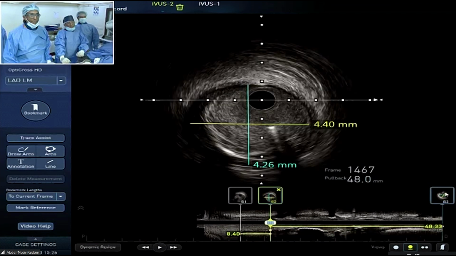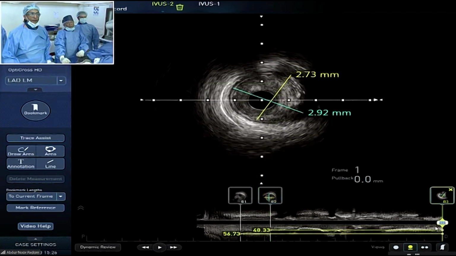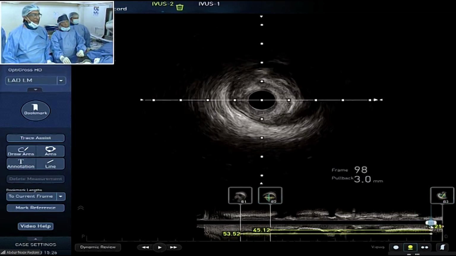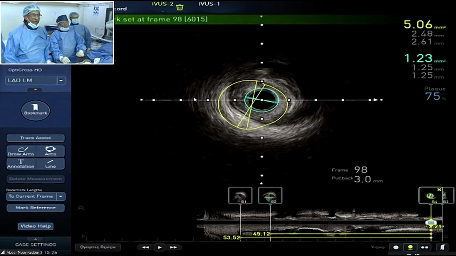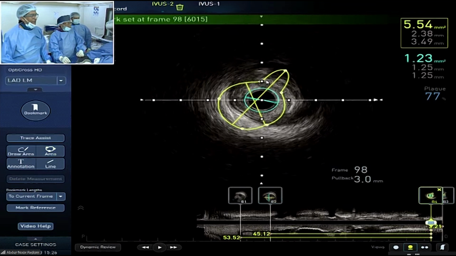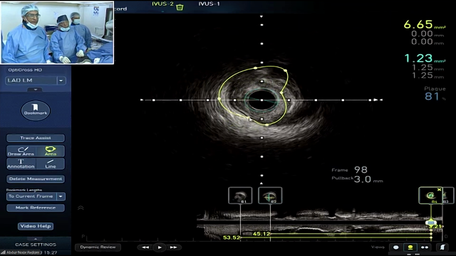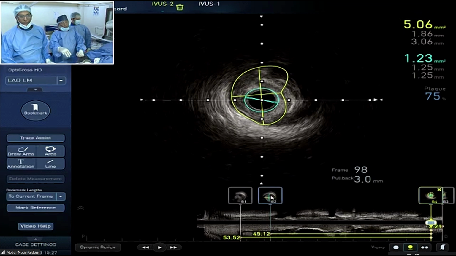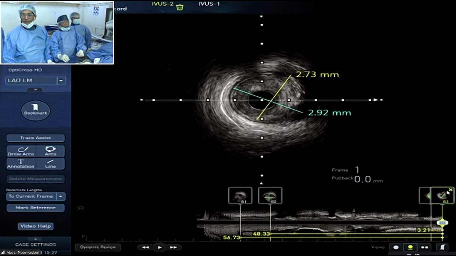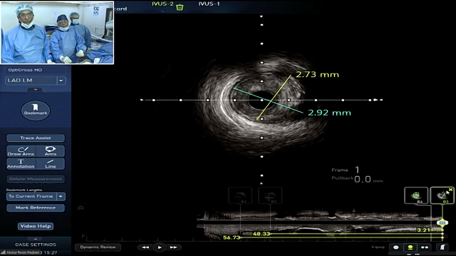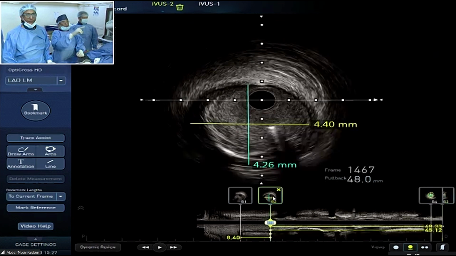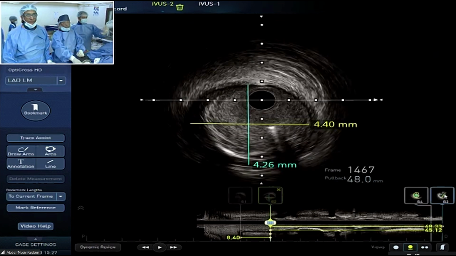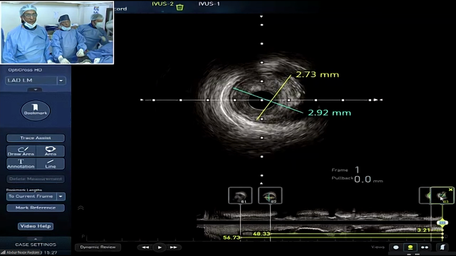Right. Obviously the lesion was so tight that the minimal lumen area was not even measurable, like 1.6 or something. But is that after pre-dilation with the 1.0 balloon? What is the lesion length? Lesion length is about 35 millimeters, I think. 38 millimeters. Yeah. So distally it is 3 and proximal is 4.5.